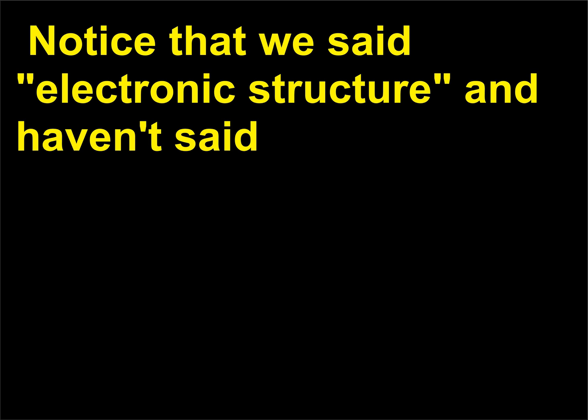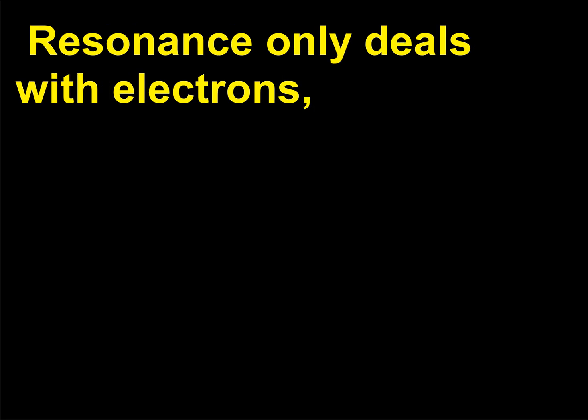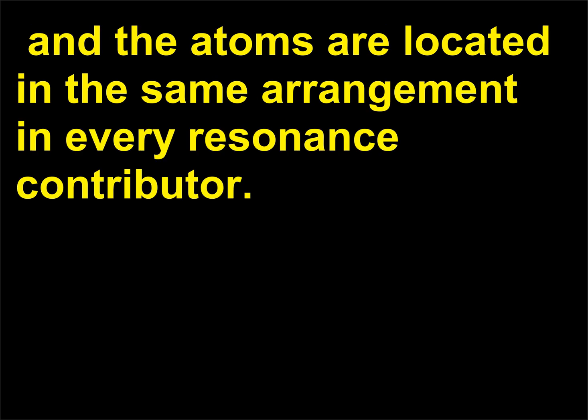Notice that we said electronic structure and haven't said anything about atoms moving here. That's because they don't. Resonance only deals with electrons, and the atoms are located in the same arrangement in every resonance contributor.